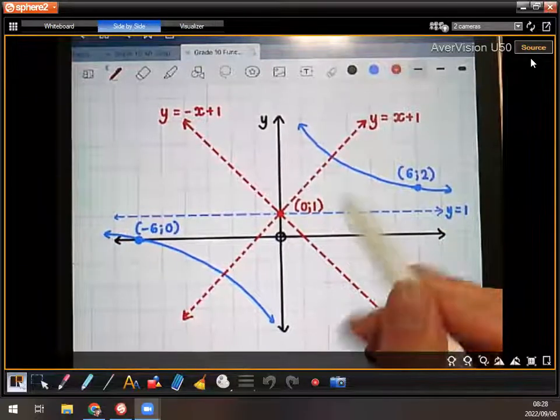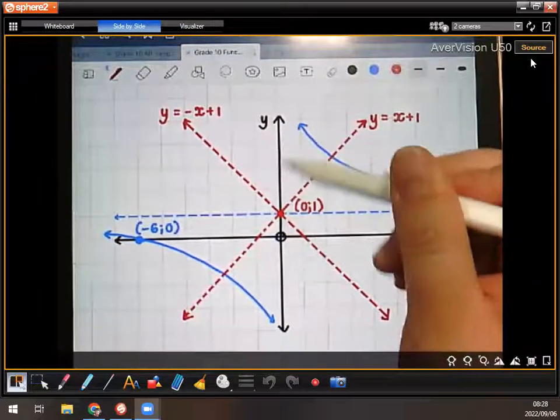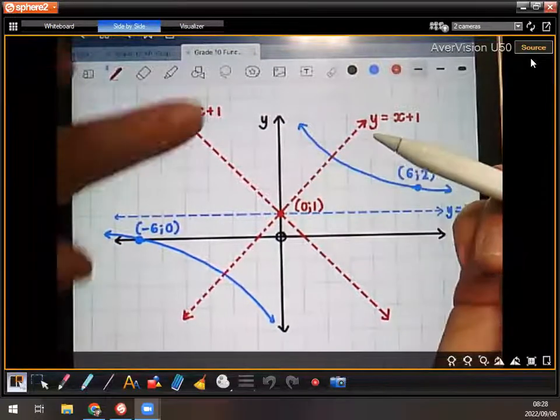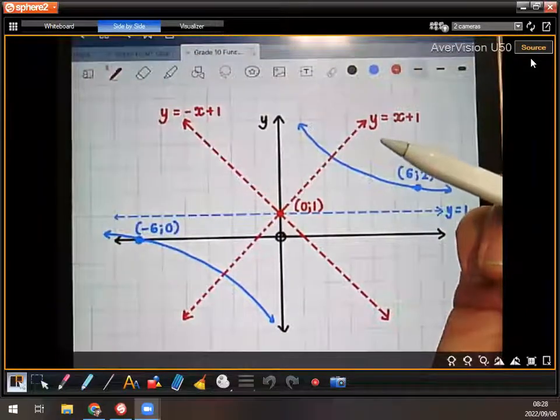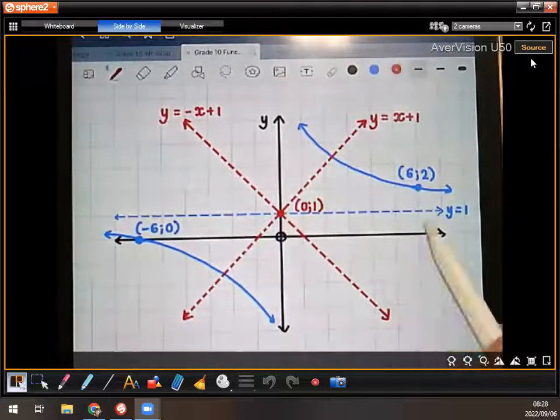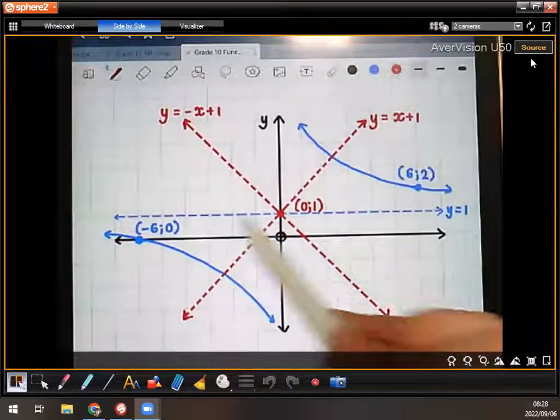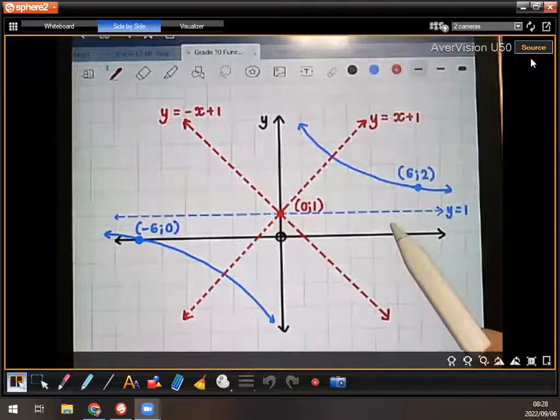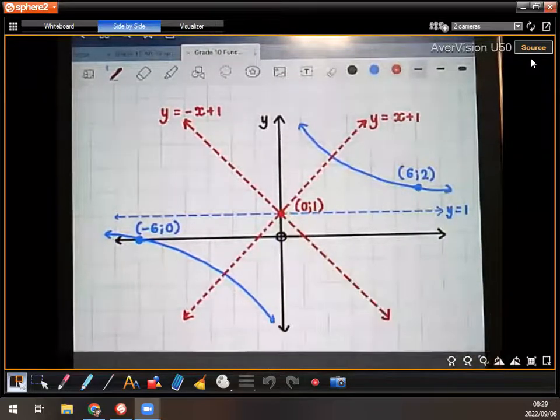Does that make sense, guys? Every point on this line has an x value of 0. That is why the equation of this line is x equals 0, right? Every point on this line has a y value of 1. That's why the equation of this line is y equals 1. So it should make sense that the point where those two meet will also have an x value of 0 and a y value of 1.